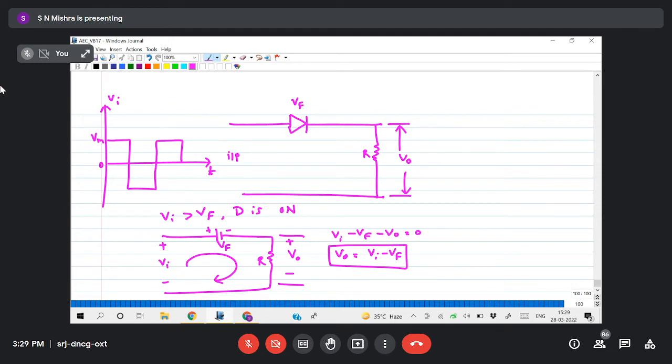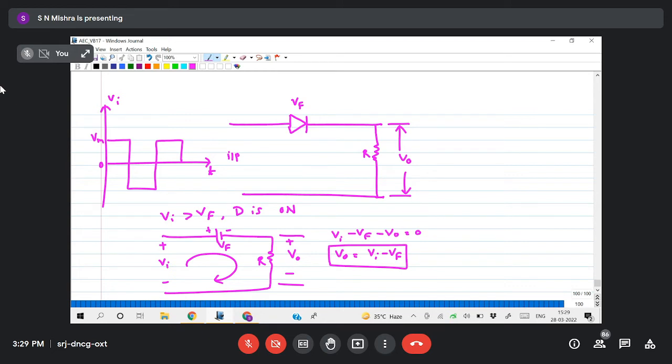Because to turn on I need Vf. Suppose I take a silicon diode, then I need 0.7 V to turn on. So my condition is whenever V in is more than 0.7, then only the diode will be on. If I am giving 5 volts, 0.7 is spent to turn it on, and the remaining 4.7 will appear across the output voltage.